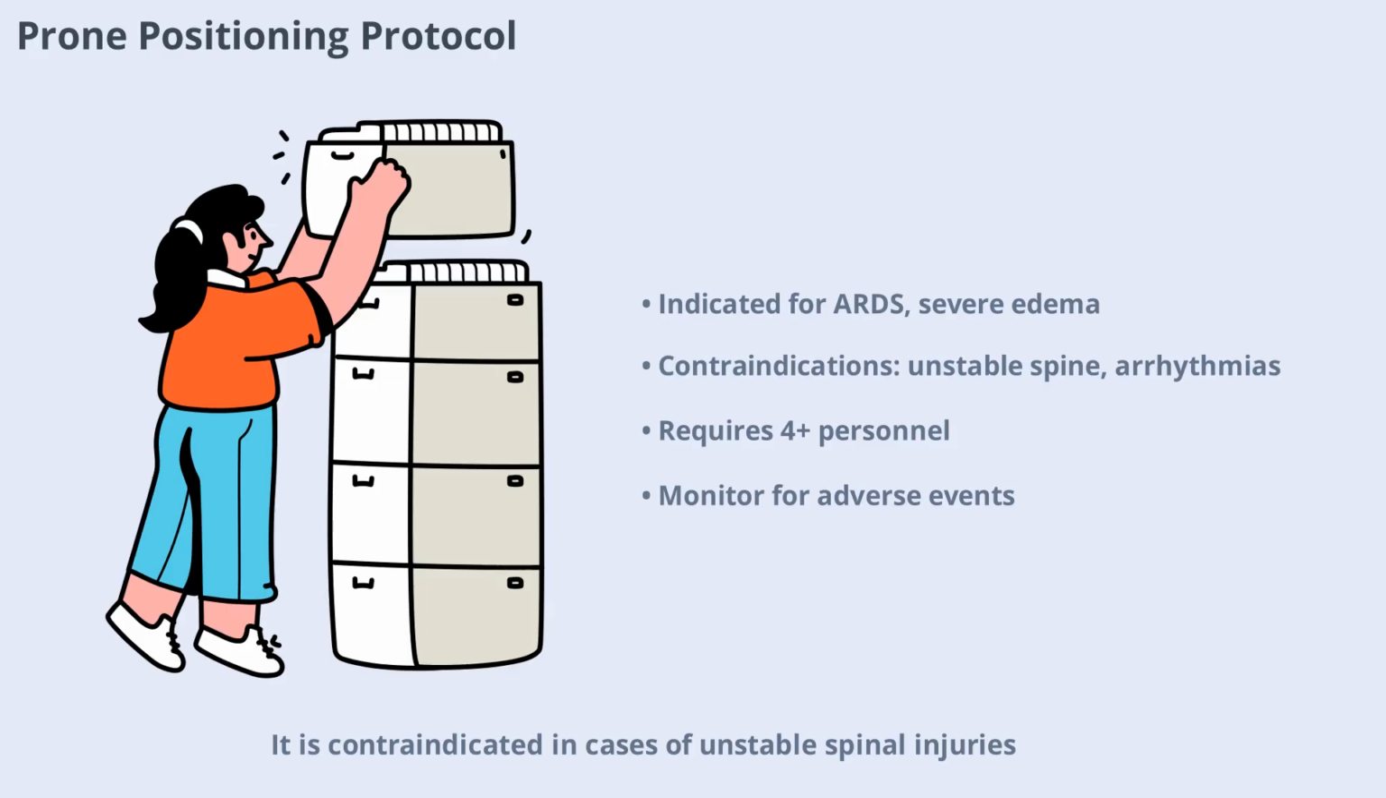Prone positioning is indicated for patients with early ARDS, severe pulmonary edema, or acute lung insufficiency. It is contraindicated in cases of unstable spinal injuries, severe arrhythmias, or elevated intracranial pressure. Turning a patient prone requires at least 4 trained personnel, with careful attention to supporting the face, chest, pelvis, and ankles. The head position should be alternated every 2 hours, and the head of the bed kept slightly elevated to reduce aspiration risk. Sessions typically last from 2 to 20 hours, and should be discontinued if oxygenation improves or adverse events occur.